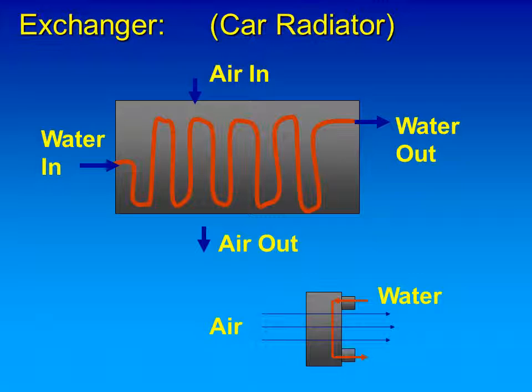Here's another view of it. The air comes in across the radiator. It's usually a cross-flow type system for the air. And the water comes in hot and comes out cooler. The air itself comes in cool and comes out hotter. So you're exchanging the heat from one to the other.